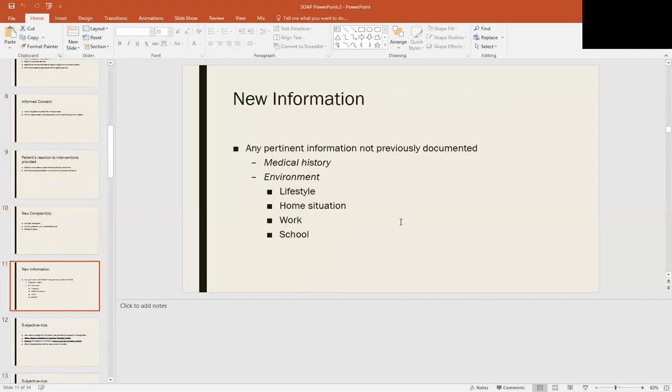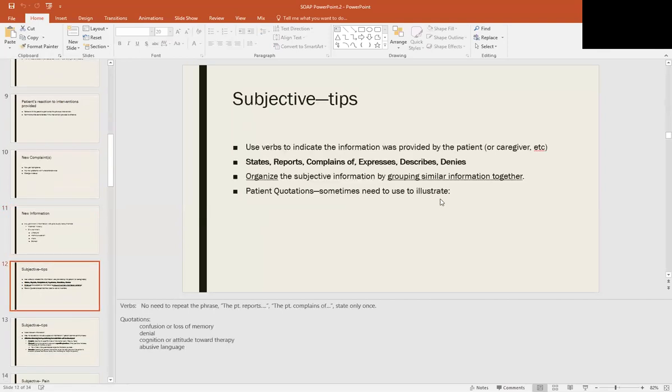And then new information. Like I said, on the initial eval, the patient might leave out some information that the PT needs to know, and it could include their medical history or their environment, and their environment can include their lifestyle, their home situation, work or school situation. So those are all things that you guys might pick up after the initial eval that the PT doesn't know that they will need to know.